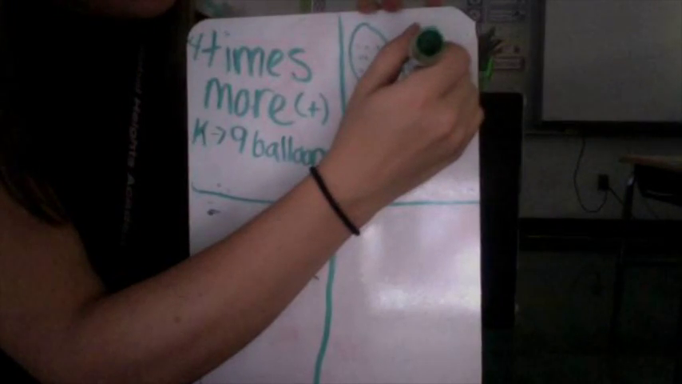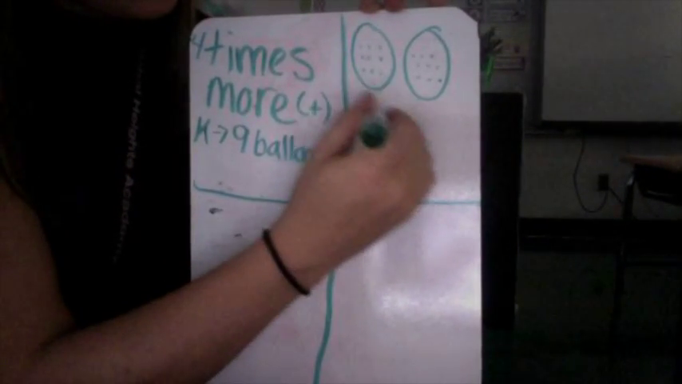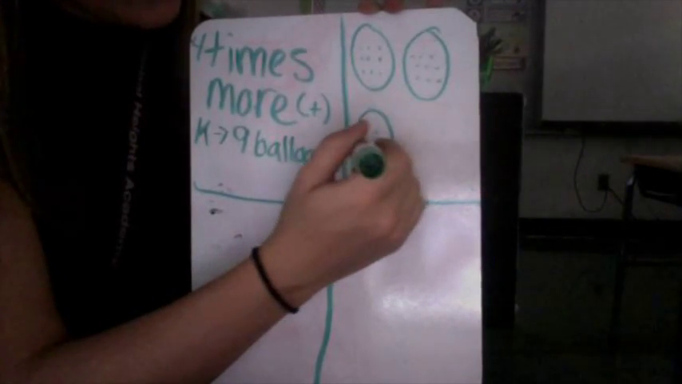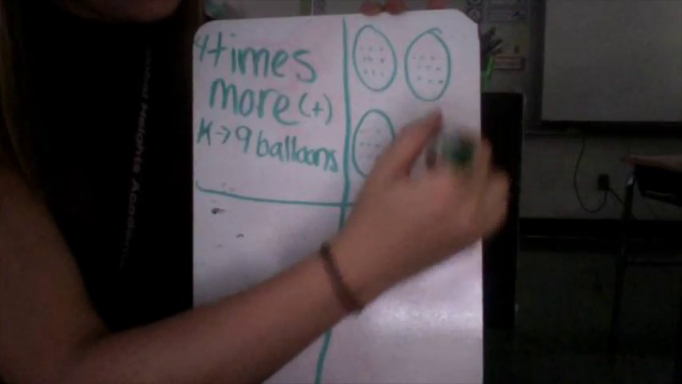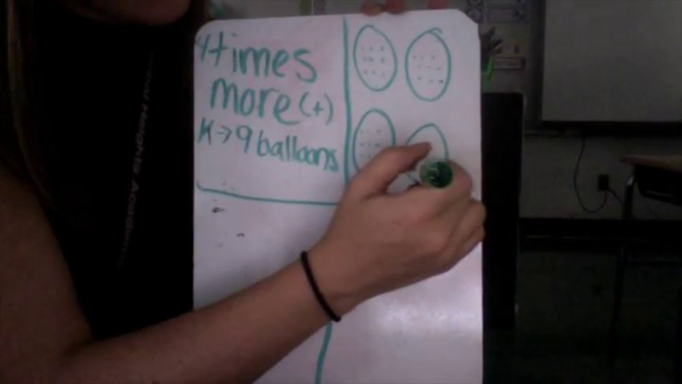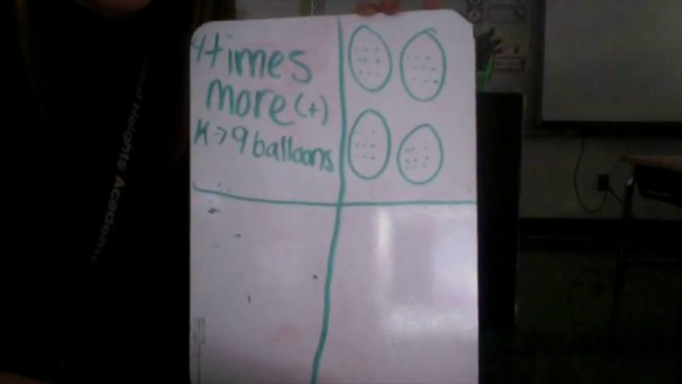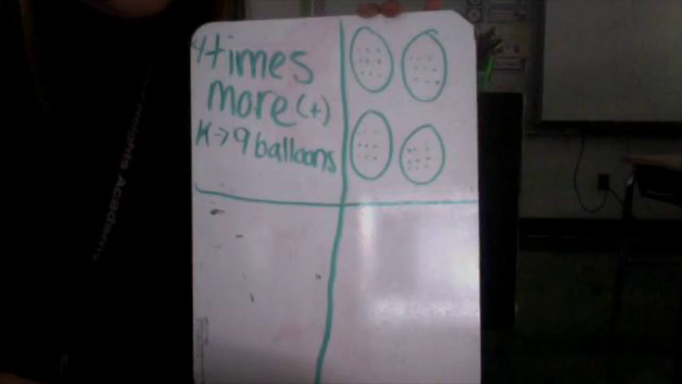1, 2, 3, 4, 5, 6, 7, 8, 9. 3 groups of 9. 1, 2, 3, 4, 5, 6, 7, 8, 9. And 4 groups of 9. 1, 2, 3, 4, 5, 6, 7, 8, 9. So that is what our equal groups would look like to show this story problem.